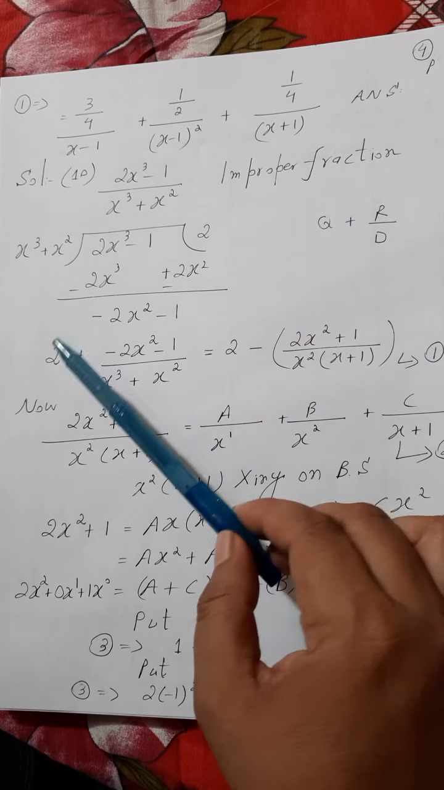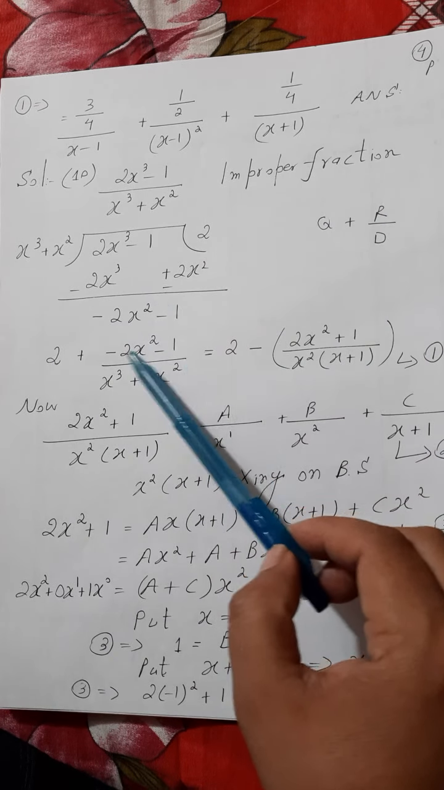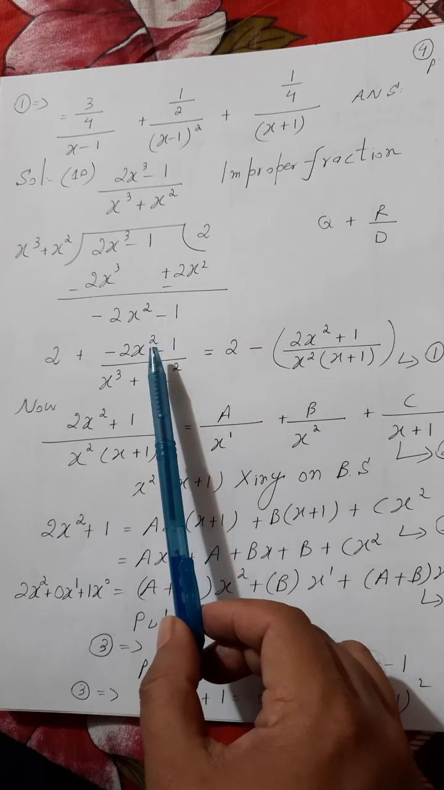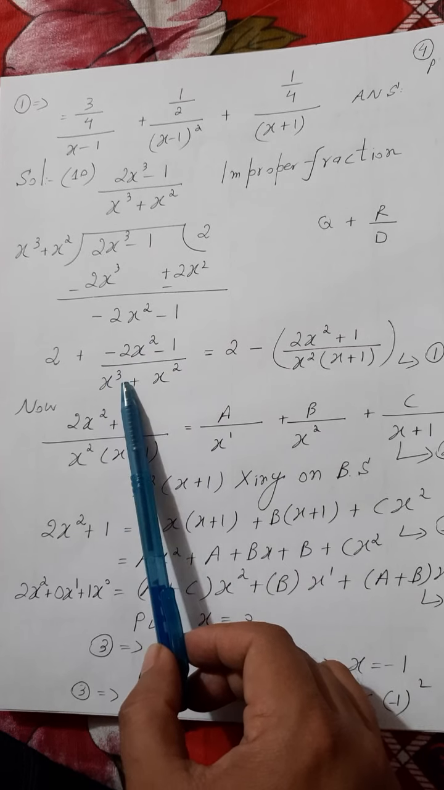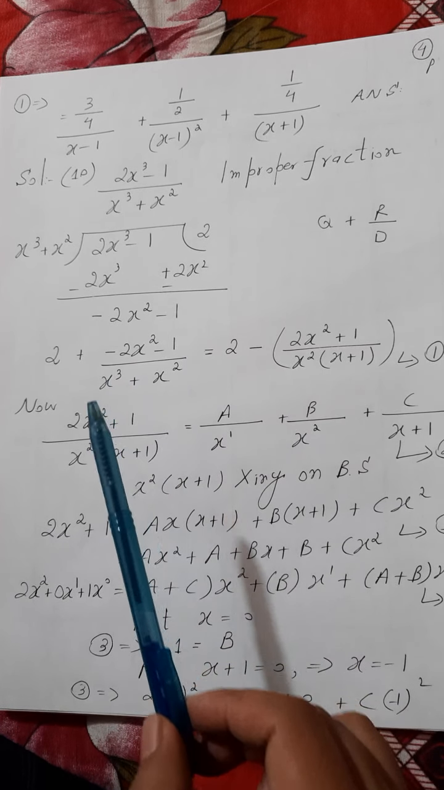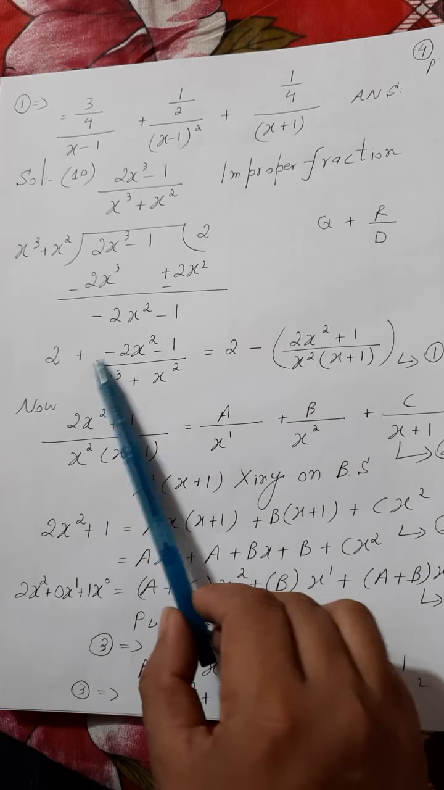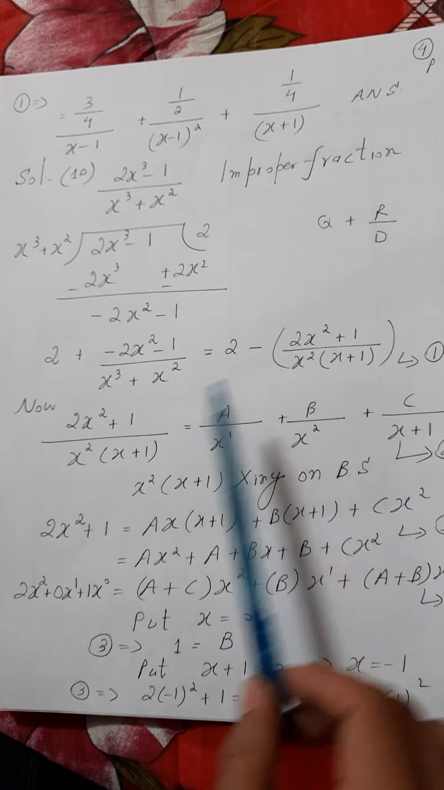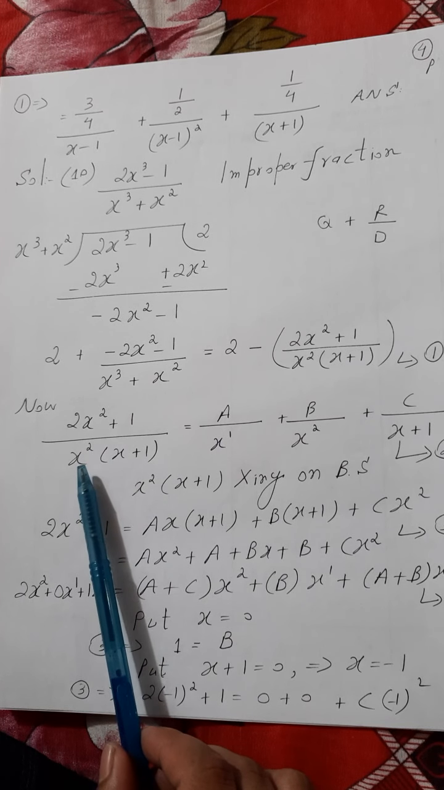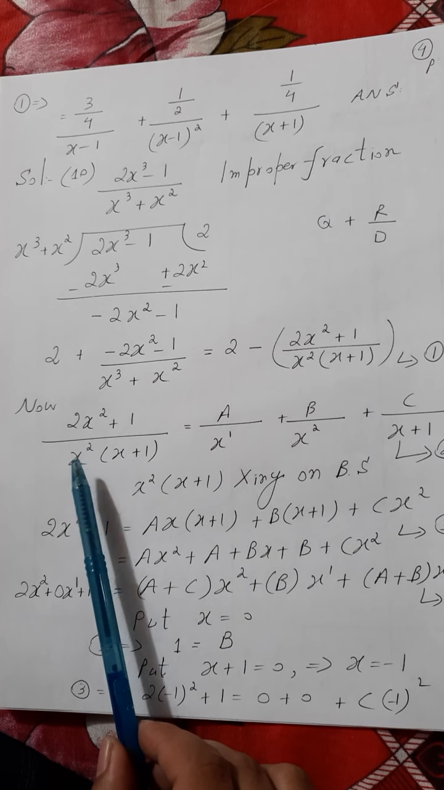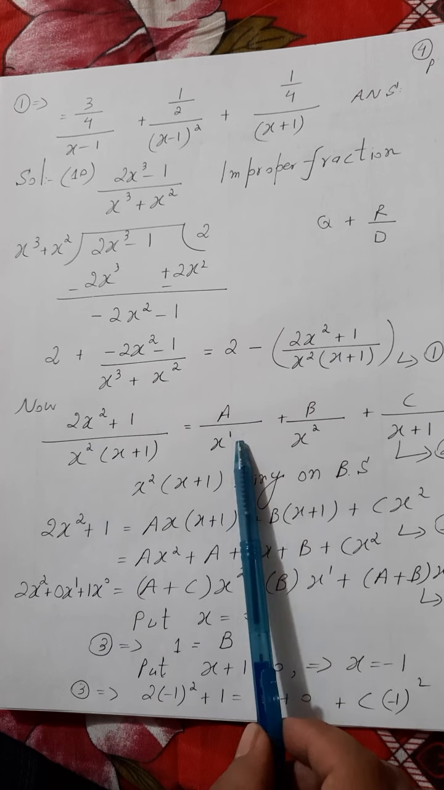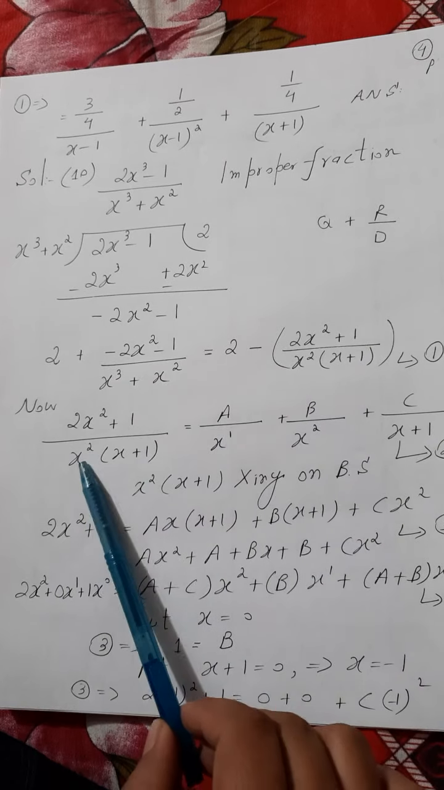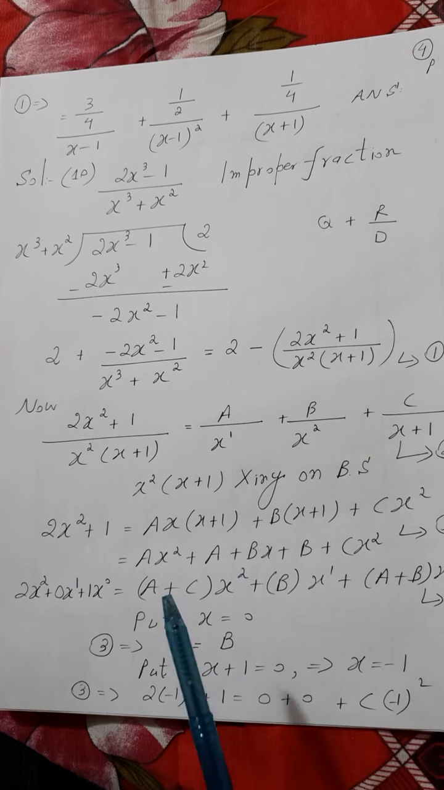So the quotient in this case is 2 plus the remainder in this case is this one, and this is the divisor. Now clearly it is a proper fraction because the degree of numerator is 2 and the degree of denominator is 3. So now we take minus 1 in this case common, so our question in this case is this one. So this is also linear repeated because x square, so it means x power 1, x square, and this is non-repeated, so a by x power 1 plus b by x square and plus c by x plus 1.